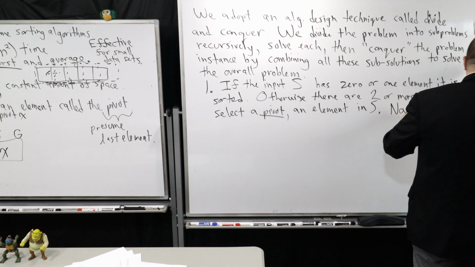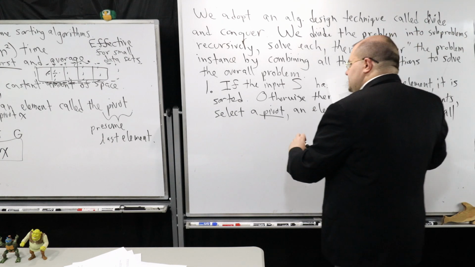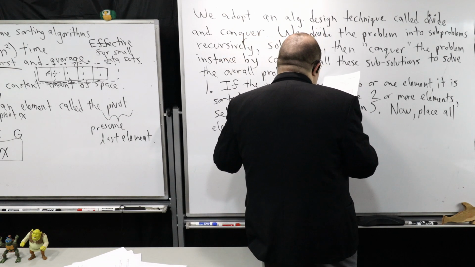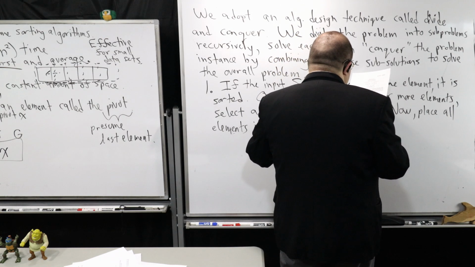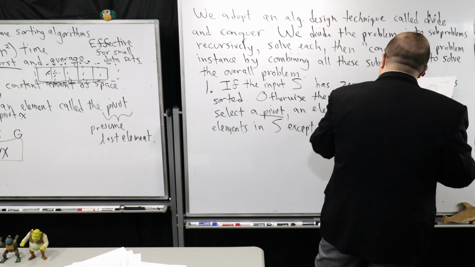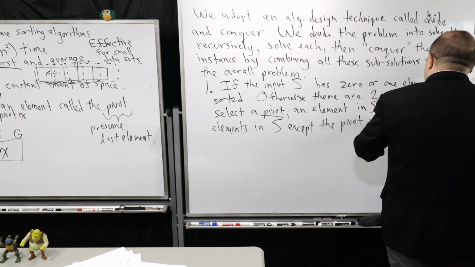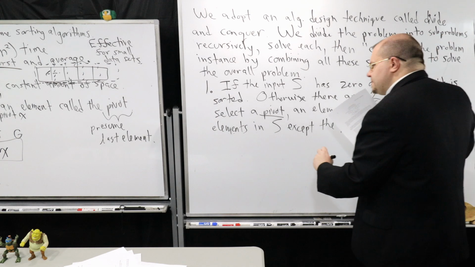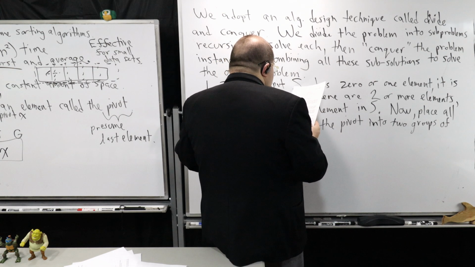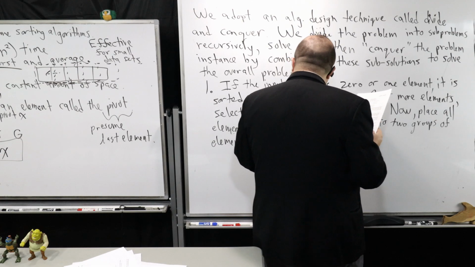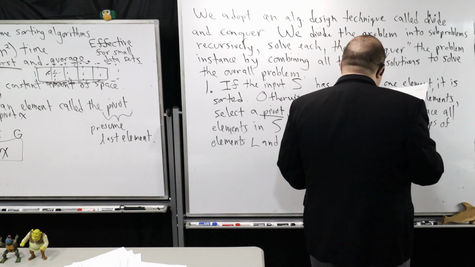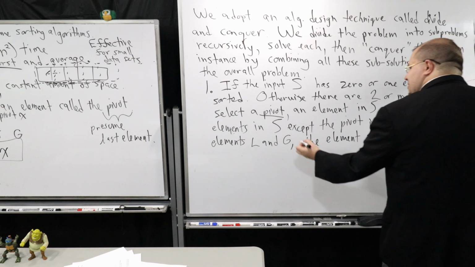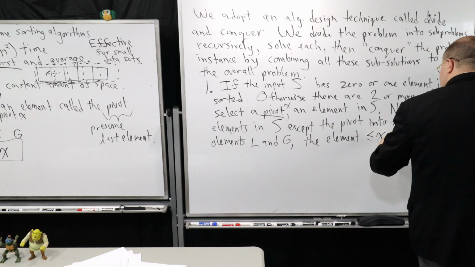Now place all elements in S except the pivot into 2 groups. 2 groups of elements, L and G, where L is going to be the elements less than or equal to the pivot X. So I'll just call it X for L.